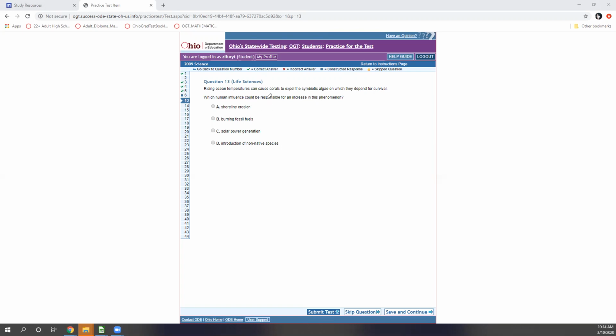Now there's some keywords in here you really need to pay attention to. We're looking for rising ocean temperatures, and we're looking for human influence, right? Because some of these are one or the other, but not both. So shoreline erosion, that's a very natural phenomenon, and is not caused by human influence. It also doesn't even cause ocean temperatures to rise. So that's kind of your throwaway answer. And they'll always have a throwaway answer, by the way, one that just doesn't make sense.